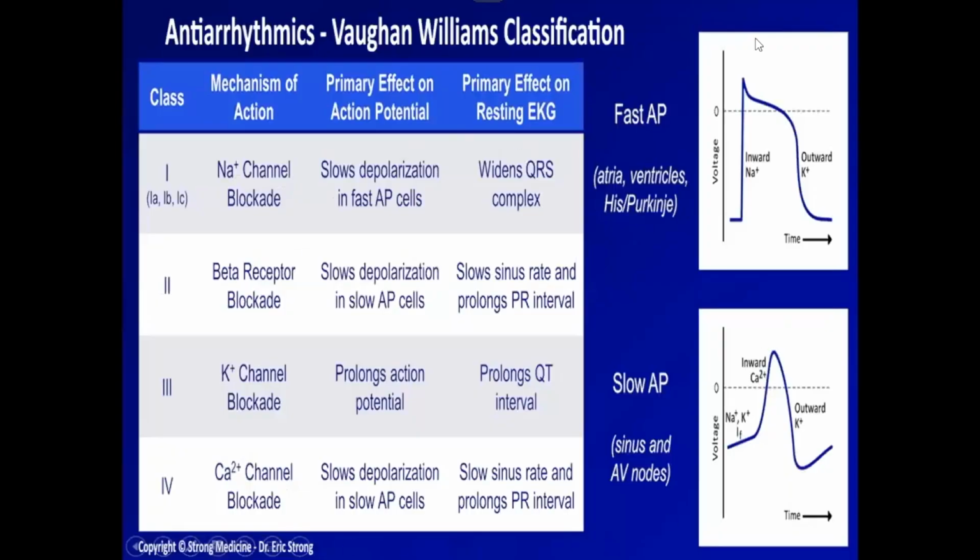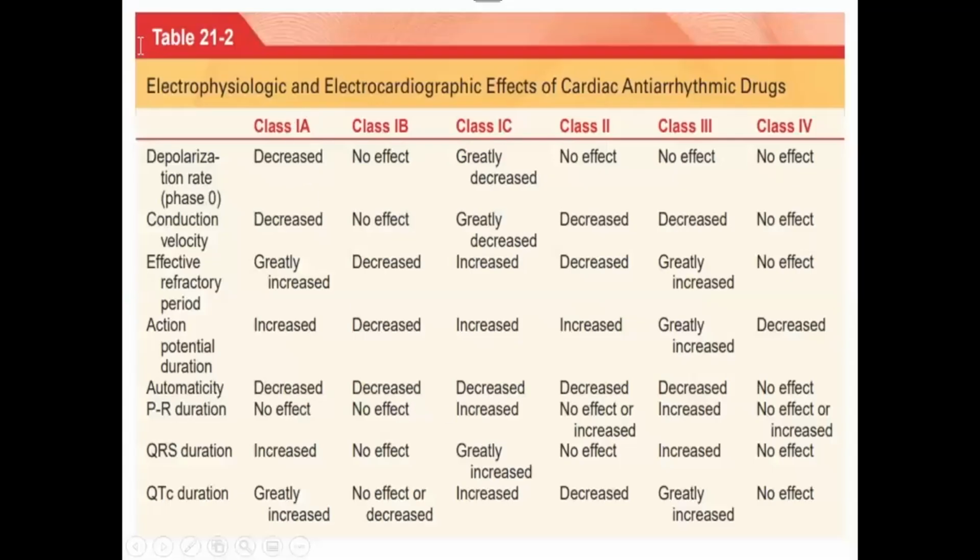Again, these are all repetition. Please go through it and try to link it with your physiology. Some will talk about PR interval, can be asked in some MCQs also, which increase the PR interval. So this is the whole summary of it. They talk about depolarization rate at phase 0, also given here, whether got effect or not. Then conduction velocity, refractory period, action potential widening, PR duration, QRS duration, QTC duration. You can use this table as a reference when you do MCQ. It gives the whole summary of it.